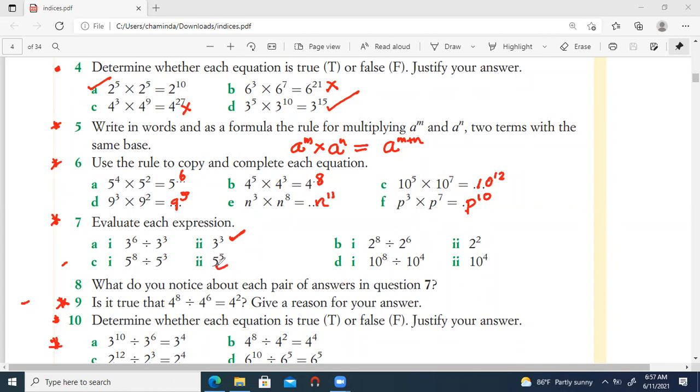Correct, 5 to the power 5. You can see the correct answer in front of this. Then 2 to the power 8 divided by 2 to the power 6. In the division of powers, we have to subtract indices. That one is also correct: 2 to the power 2. 10 to the power 8 divided by 10 to the power 4. In this case, please subtract indices in the division of powers. The answer is 10 to the power 4. That answer is also correct. Question number 8.